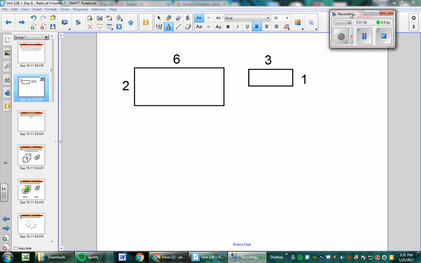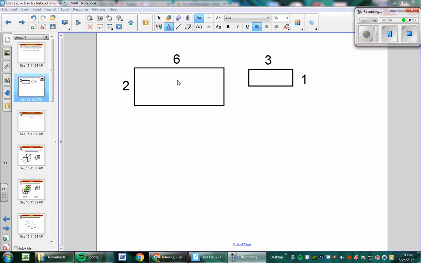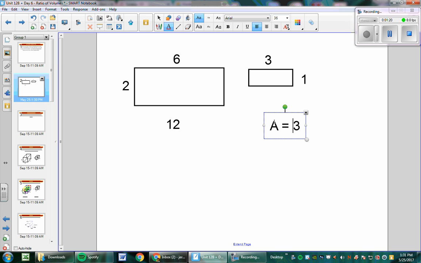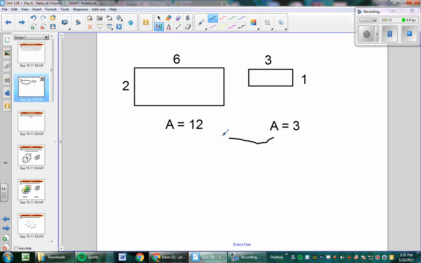We asked the question, if I double the size, what happens to the area? Does it double the area? If you look at this, 6 times 2 is 12. 3 times 1 is 3. And this is for area. So we noticed that if we double the sides, we don't double the area. What happens to the area is it's multiplied by 4. So we did times 4.